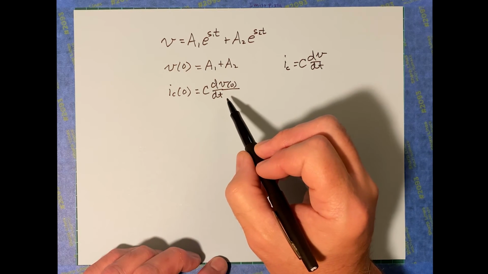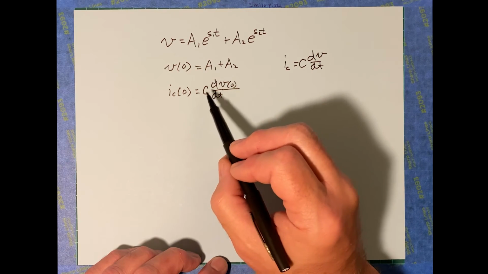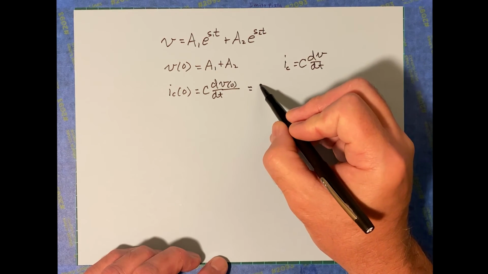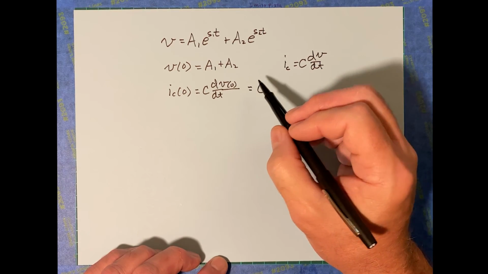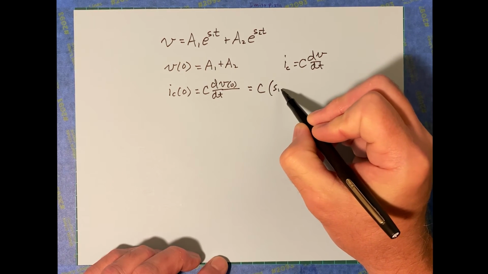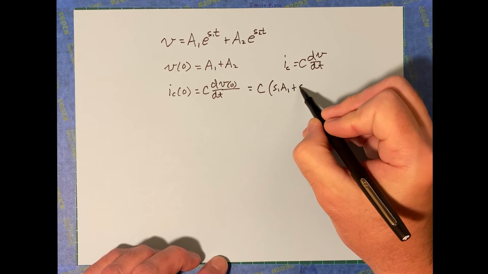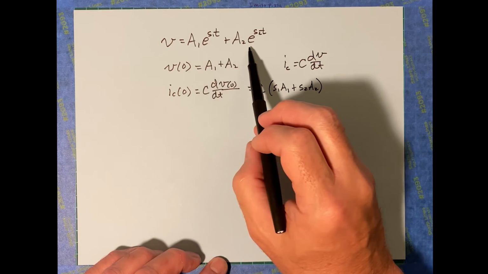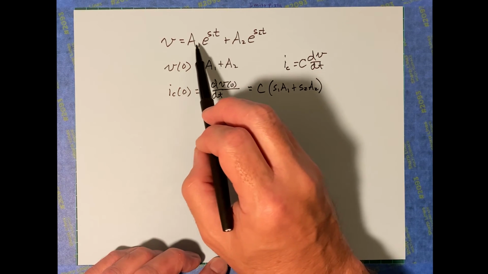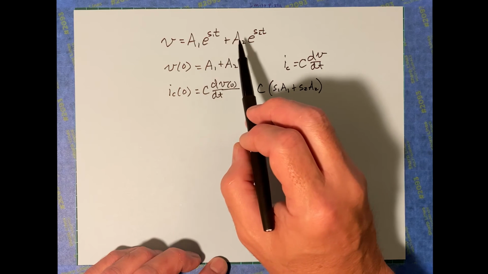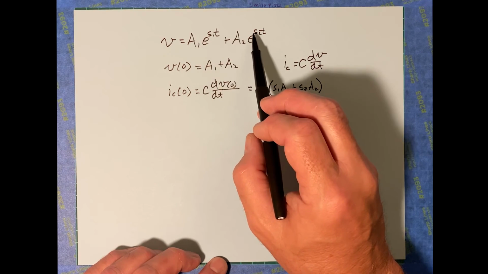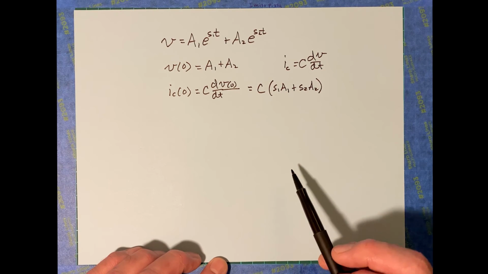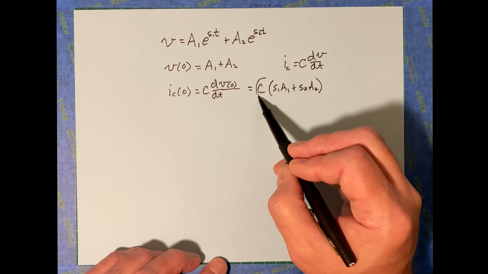Now, this is going to give you another way for you to get your second equation. Because if you take the derivative of this, this is going to be C, and you evaluate it at t equals 0, this is going to be C times S1A1 plus S2A2. Okay? Now, how did I get that? I took the derivative of this. I didn't show the steps, but I took the derivative and then evaluated it at t equals 0. The S1s come down here, the S2 comes down there, and this is what we're left with. Okay? So this is one equation right here.